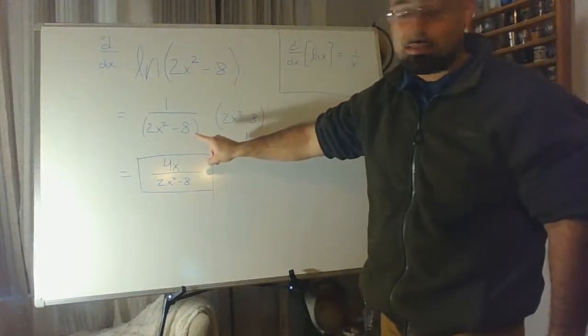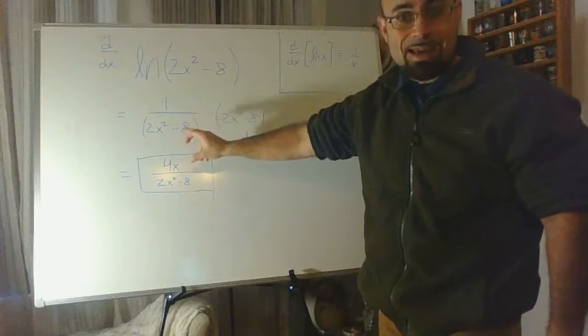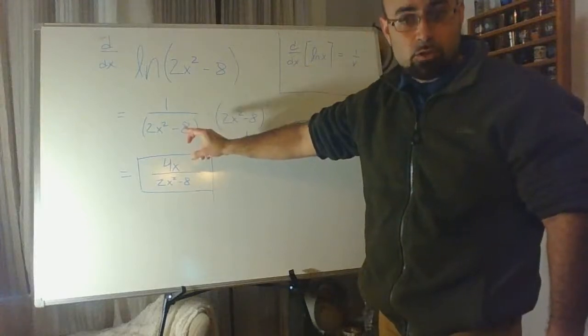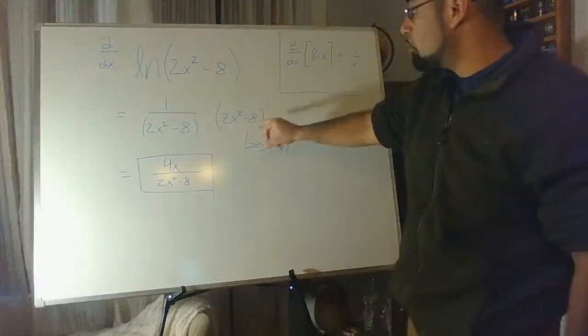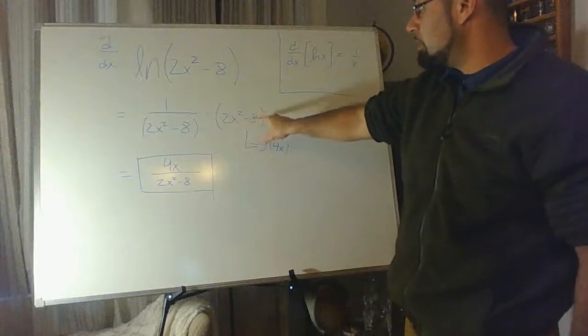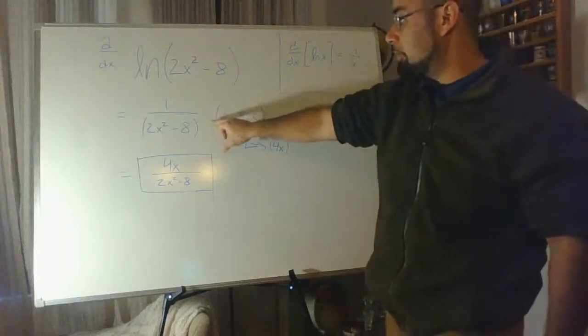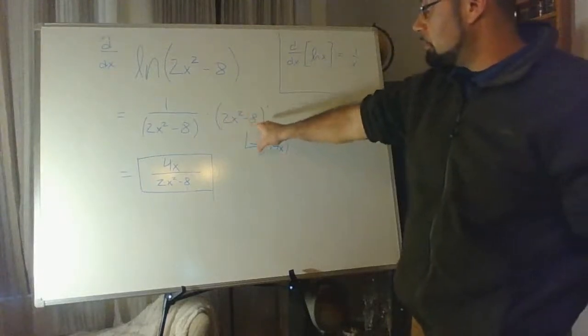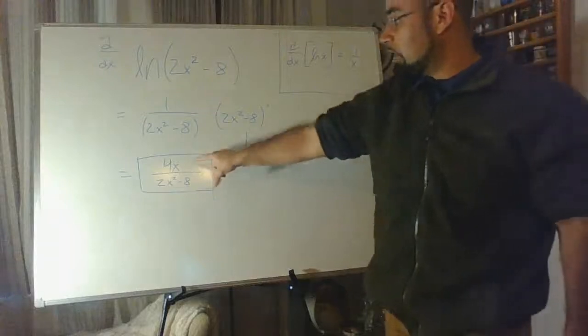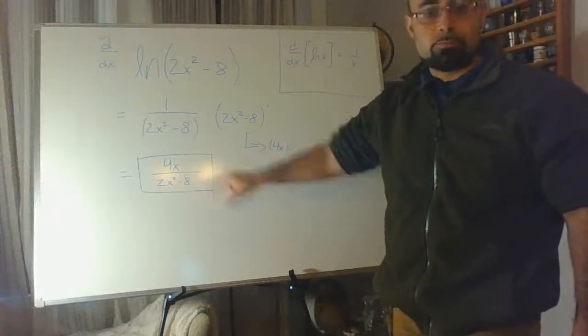2x squared minus 8. But because this is not an x, we have to use the chain rule. So the chain rule will be the derivative of 2x squared minus 8 multiplied by that. And we know the derivative is 4x, so put that on the top, 4x over 2x squared minus 8.